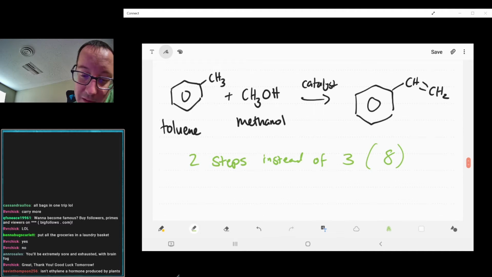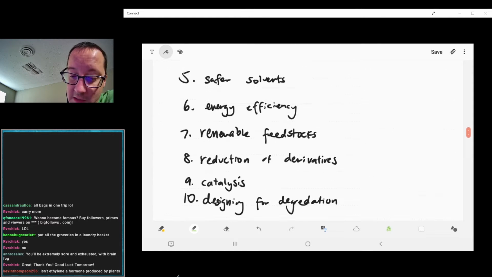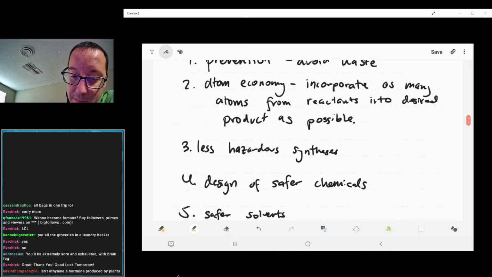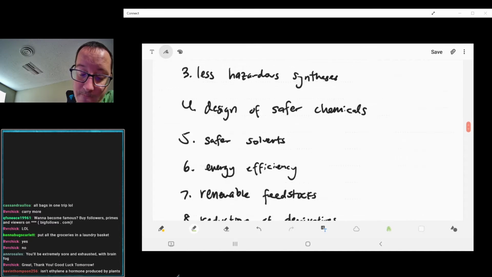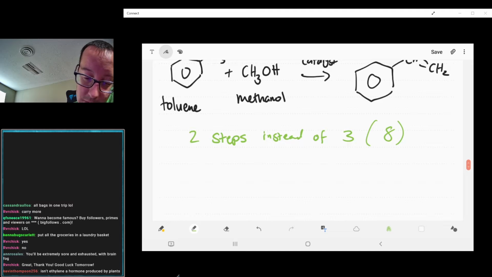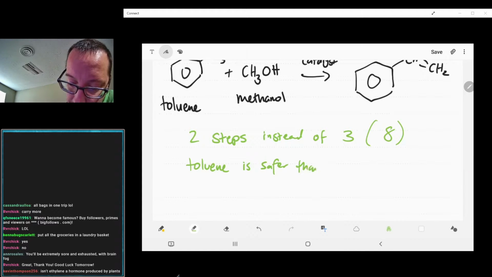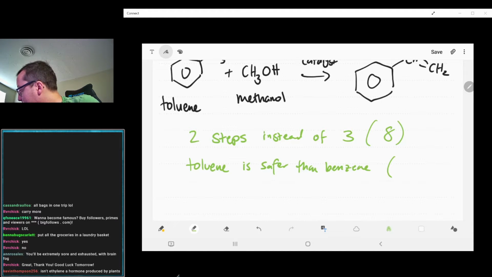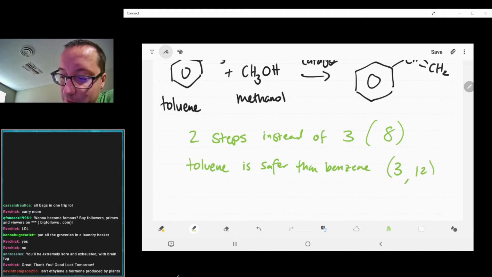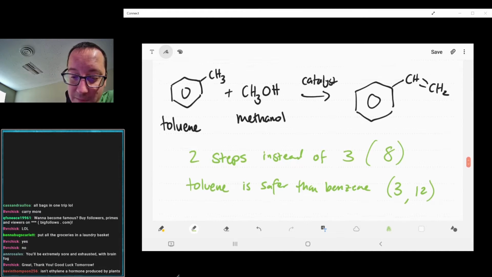We're also going to be using safer reagents. So that's going to be less hazardous syntheses here. Toluene is safer than benzene. So what number is that? Which one is less hazardous? Number 3. And I guess number 12 too. So just using safer choices. So we're going to be using some of these principles here.